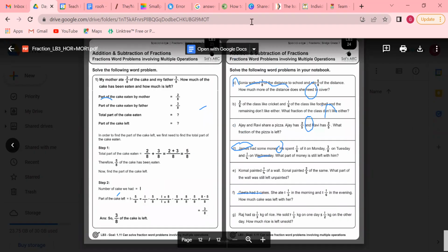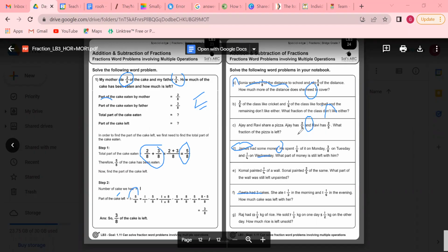So if you see here, the sum that is given is my mother ate this much of the cake and my father ate this much. How much of the cake has been eaten? How much is left also? So this was eaten by mother, this was eaten by father. How much cake has been eaten? We have to add, right? Together we have to add, we get this much. But how much is left now? This much has been eaten, so how much is left? Always when you have to minus, you will always minus from 1. Okay? So now understand this.